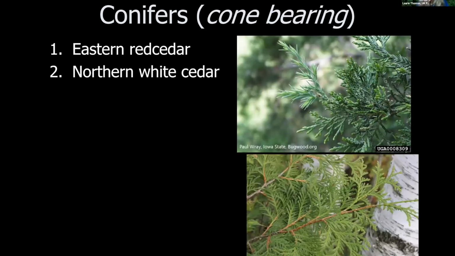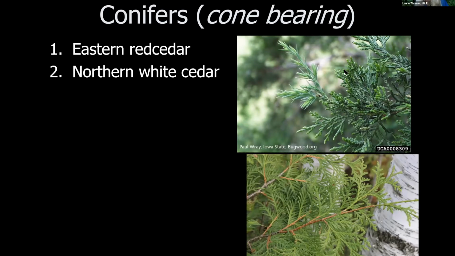So we've got eastern red cedar and northern white cedar. Both of those are found here. And you can see they have overlapping scale-like needles. And on both of those, this is the eastern red cedar on top. And it'll tend, in its new growth, will be a little bit prickly that first year.